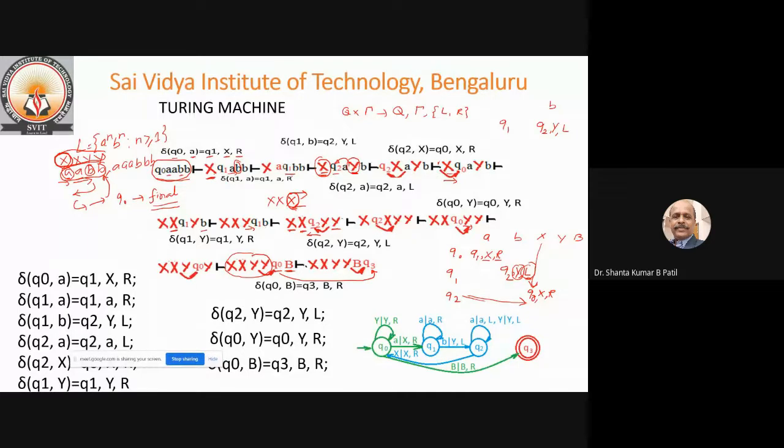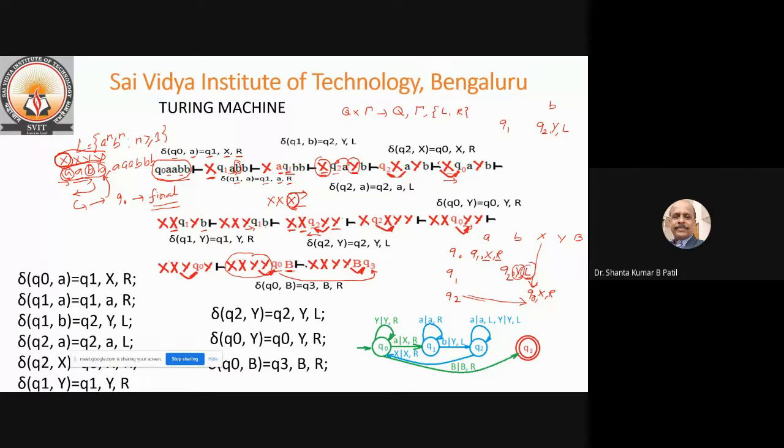From these two IDs, you can find Q1 is reading A, so this A is kept as it is. Q1 is Q1 only. On the input side it is Q1, so in the output ID also Q1. Hence I kept Q1 as it is, and this A, whatever it has read, is here only. That's what I kept, A. Then R, it is moving toward the right side.